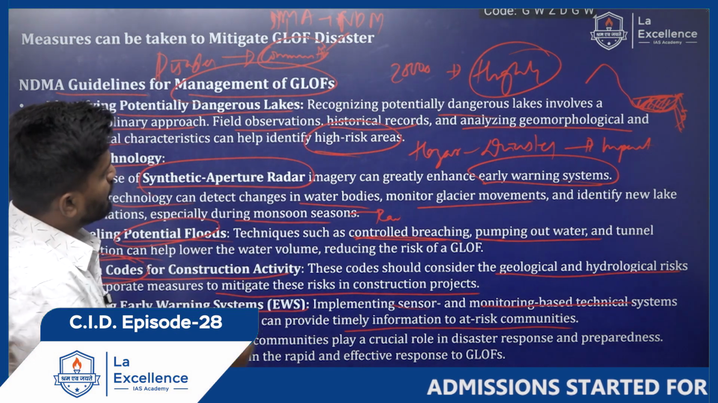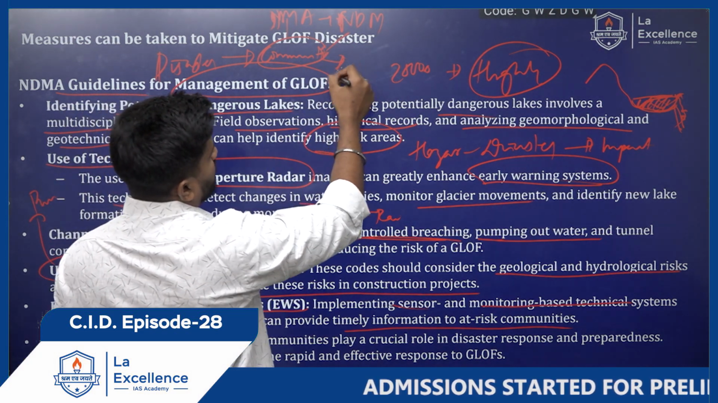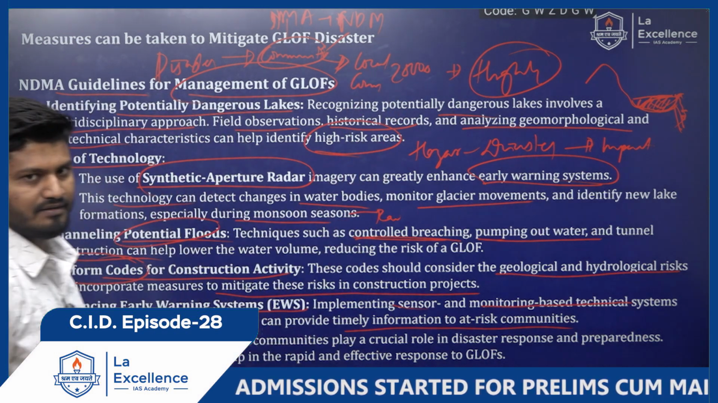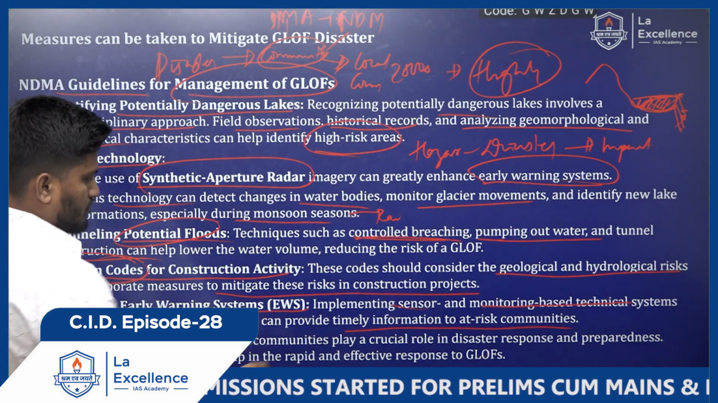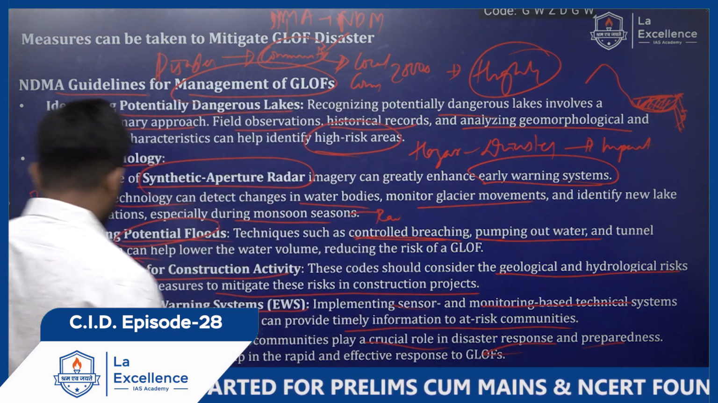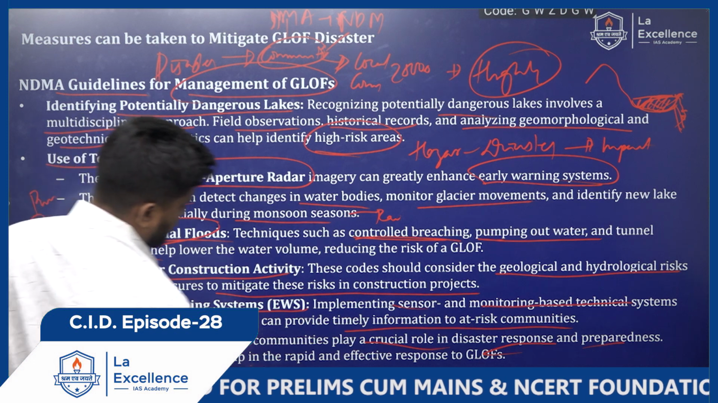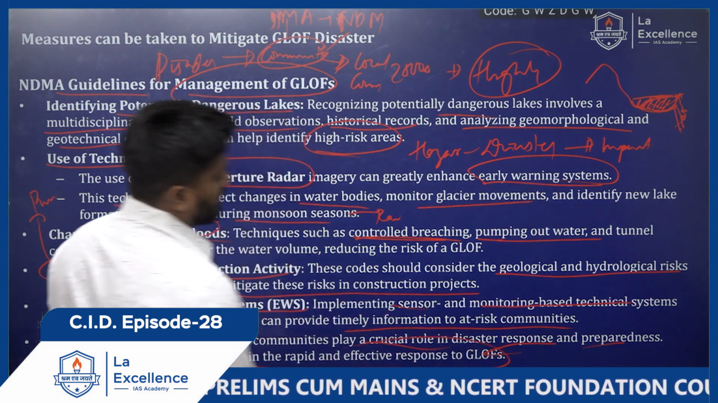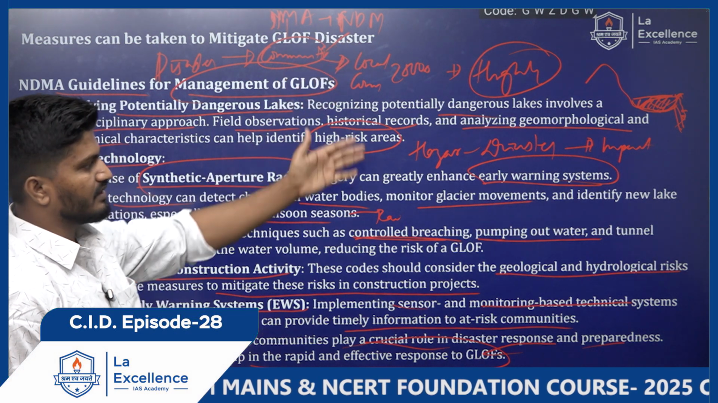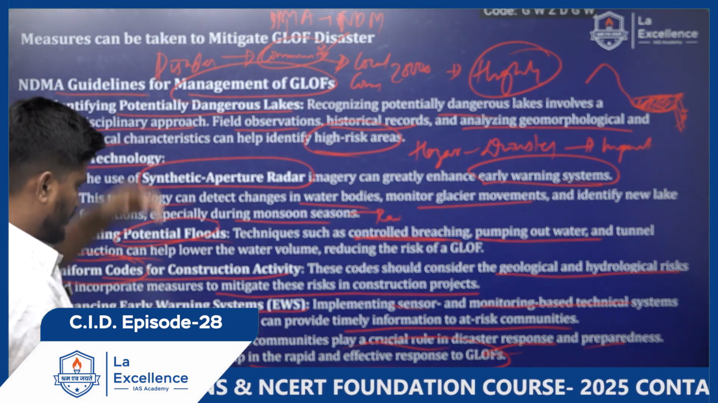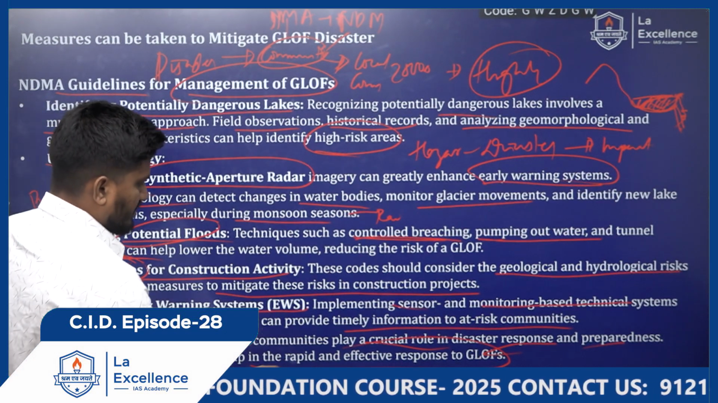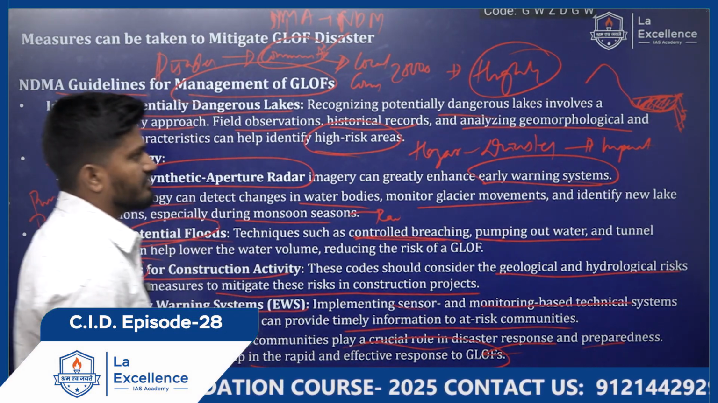So for that, we have to build proper manpower from the local communities itself. The local community should be trained on how to handle the situations. They play a crucial role in disaster response and preparedness. Training the local personnel can help in the rapid and effective response to GLOF. Till the forces come into the particular area and help in the region, we have to train the local communities so that they can help in the rapid and effective response to GLOF.